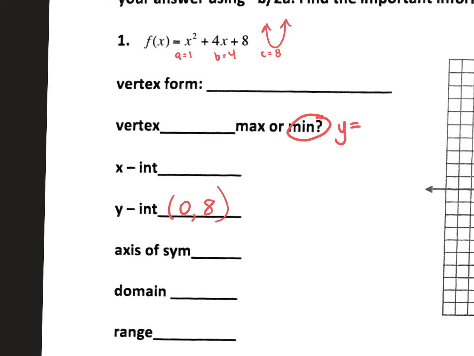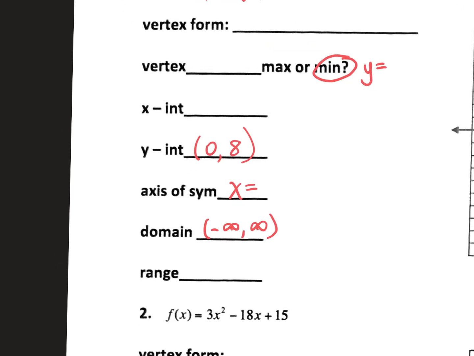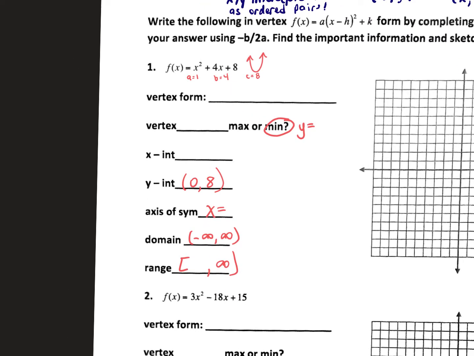I don't know my axis of symmetry yet, but I do know it's at X equals whatever the X part of the vertex is. What's my domain? Negative infinity to positive infinity. Good. And think about my range. Is my range going to be negative infinity to the Y part of the vertex or the Y part of the vertex to infinity? Y part of the vertex. Perfect. Y part of the vertex to infinity. So there we have a couple things already filled out.